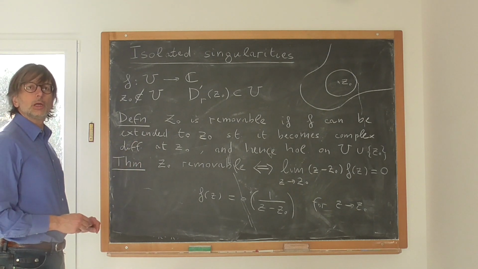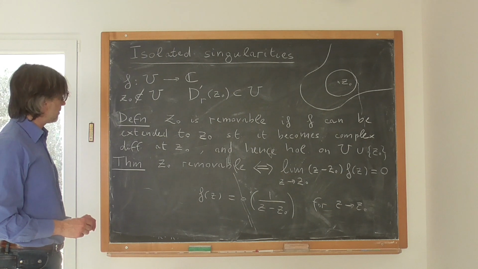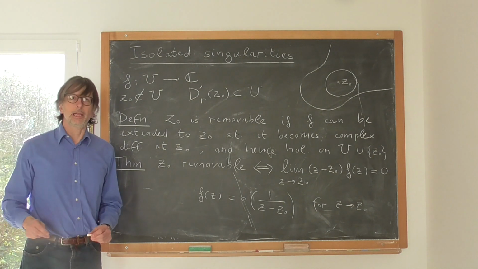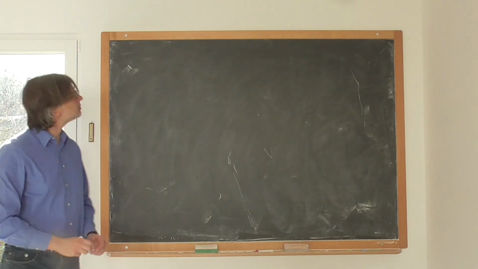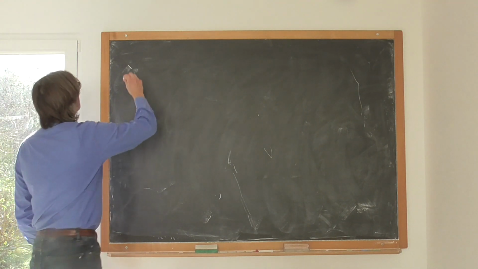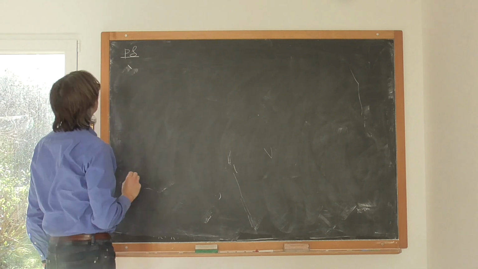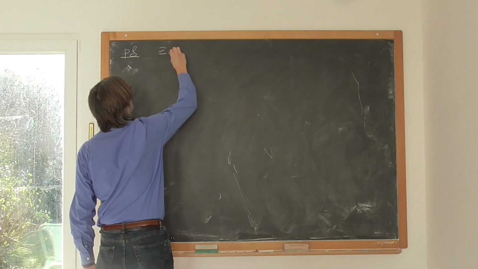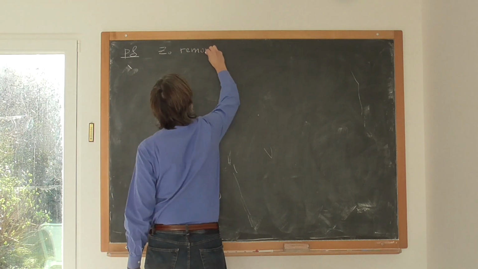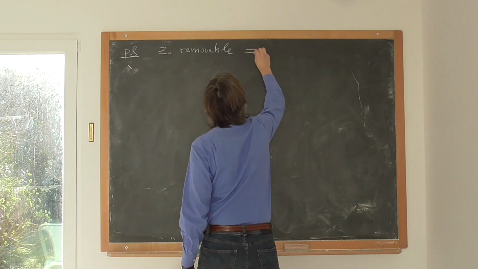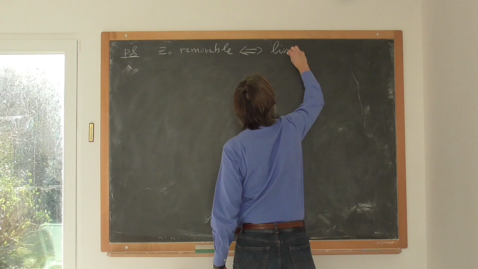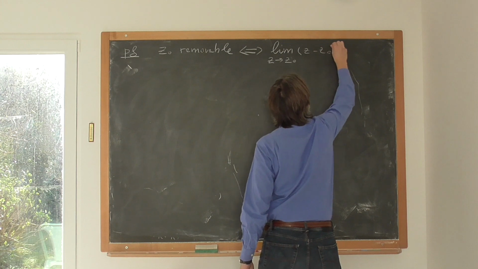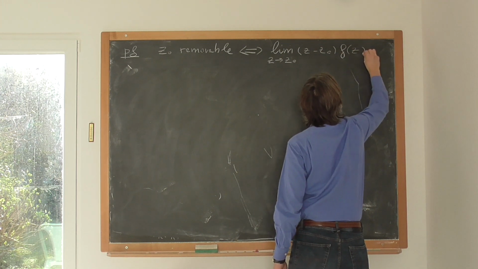Okay, we want to prove this theorem. Of course, we need to erase the blackboard, so let's do it. Okay, proof. So maybe let's write here again the statement. z0 is removable if and only if the limit of z going to z0 of (z minus z0) times f of z is 0.